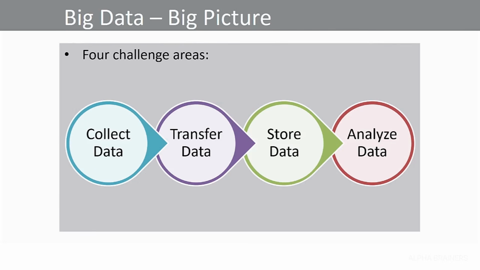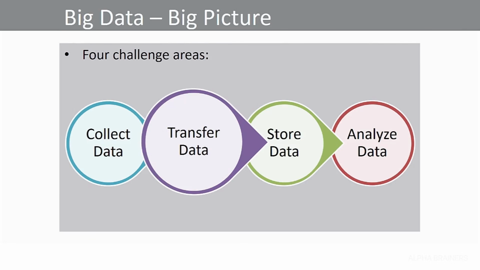Now, as far as Kafka is concerned, it's not really designed to solve all four of these challenges. Normally, you'd use different software pieces for each one of these challenges, but Kafka focuses specifically on the data transfer element. So how we get the data from point A to point B, or actually from multiple point A's to multiple point B's, because you're not always going to get the data from one location, and you're not always going to send the data to one location either.